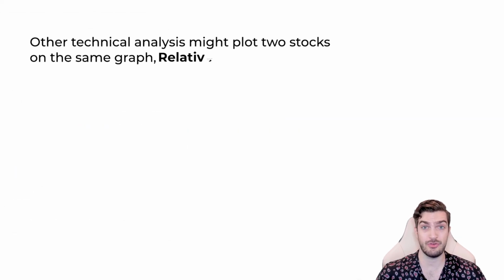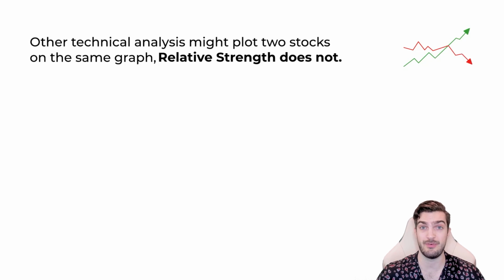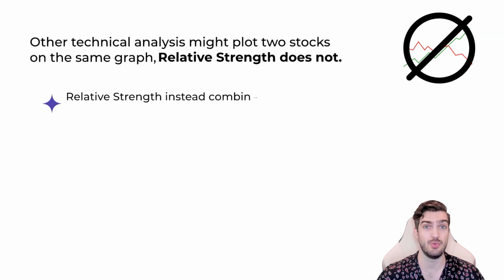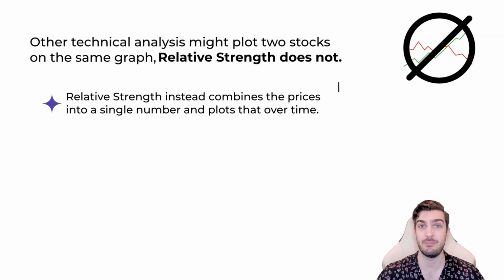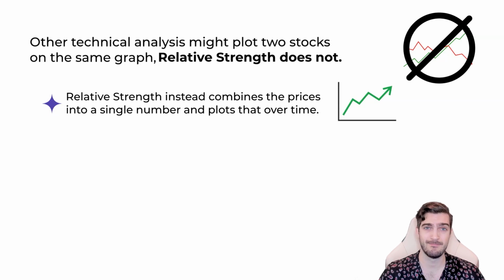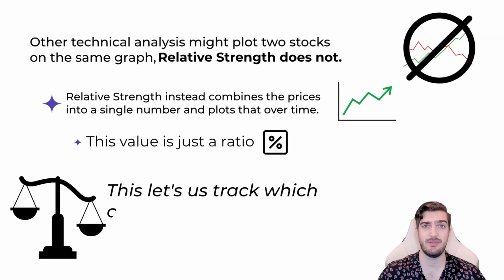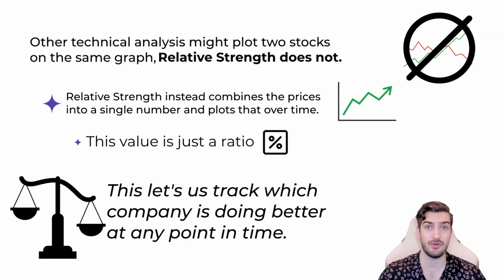While you might use two different stock charts or plot two different prices on the same chart for other types of technical analysis, relative strength instead tries to combine the two prices into one single value and allows us to plot that value over time to see how it is changing as the market evolves. That value that I was talking about is literally just a ratio. It's the price of one security compared to the price of another, and we can compare and track that ratio over time to see how it has evolved and which security is doing better or worse in any given moment.